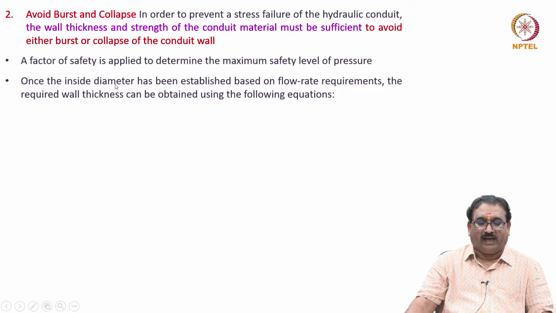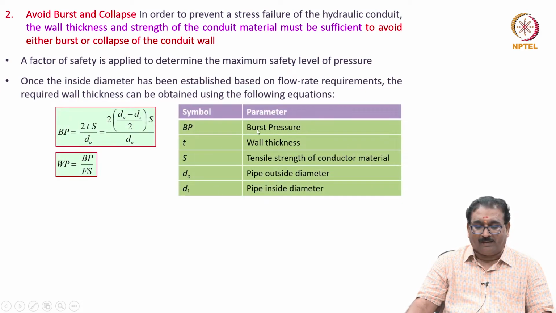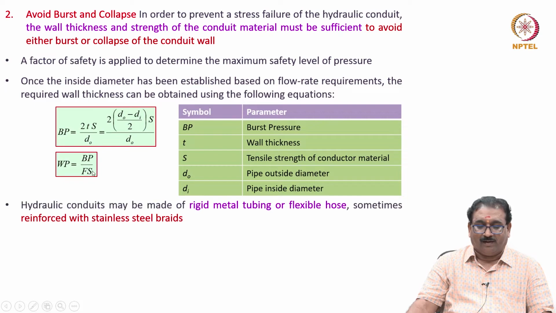Once the inside diameter has been established based on the flow rate requirements, the required wall thickness can be obtained using the following equations. The BP, this is the burst pressure, is equal to 2TS/DO. Here T is the wall thickness, S is the tensile strength of the conduit material, DO is the pipe outside diameter. Here thickness, how will we find out? (DO − DI)/2. I am substituting here. The WP = BP/Fs. This Fs is the factor of safety.